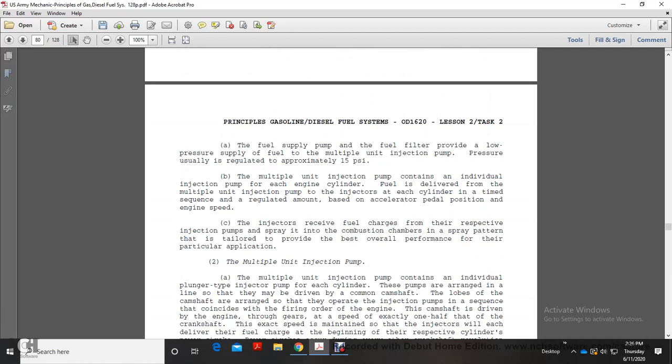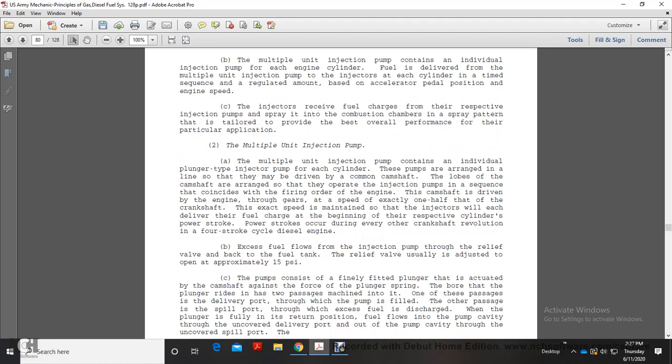The multi-unit injector pump contains an individual injection pump for each engine cylinder. Fuel is delivered from the multi-unit injector pump to the injector at each cylinder in time sequence, in a regulated amount based on accelerator pedal position and engine speed. Each injector receives the full charge from its respective injection pump and sprays it into the combustion chamber. The spray pattern is tailored to provide the best overall performance for the particular application.